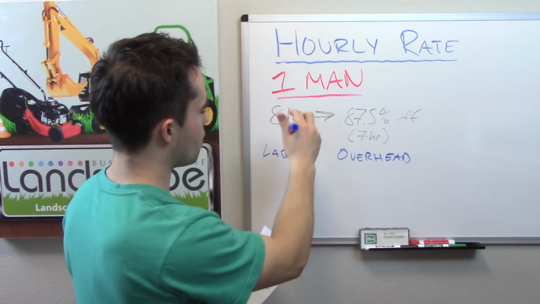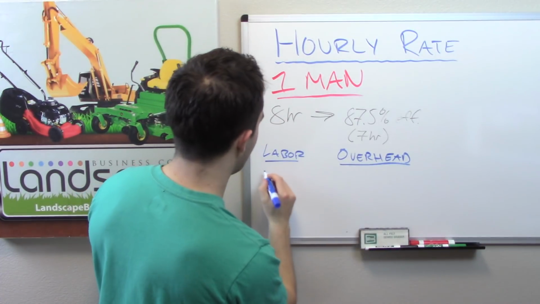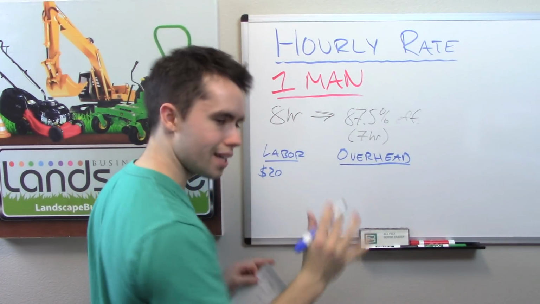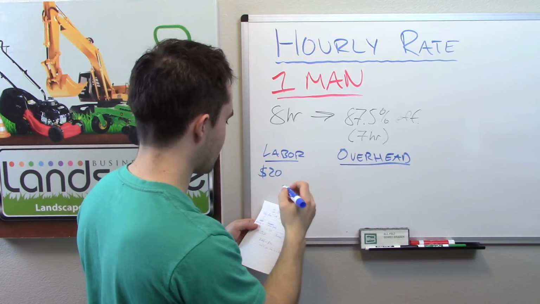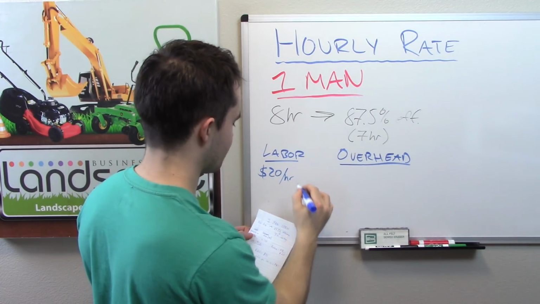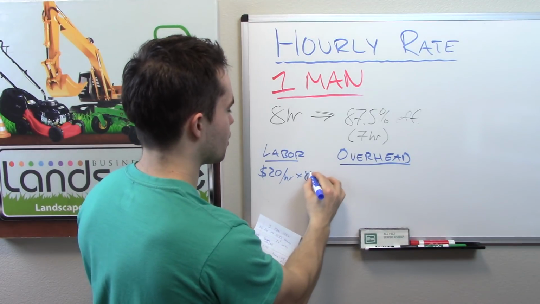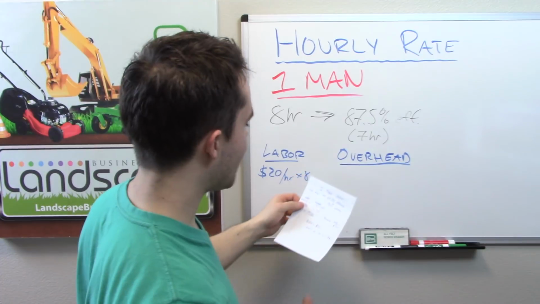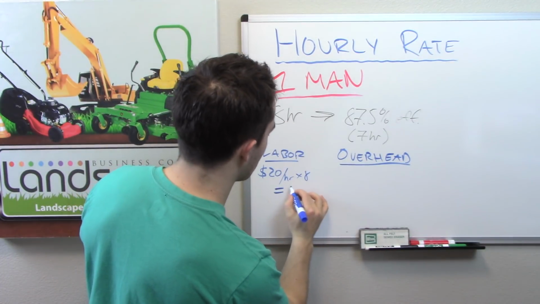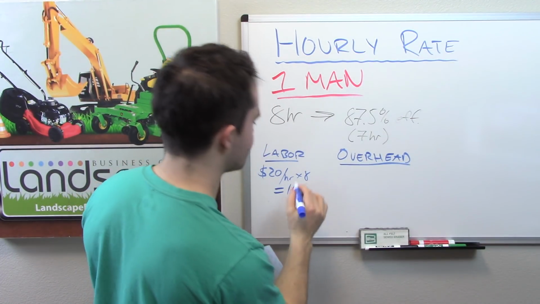So we're going to assume that we have to pay this person $20 per hour. This is the cost to the business. We're paying them $15 an hour, but the cost to the business is about $20 after all the other deductions and things like that. So for labor costs, our cost is $20 per hour, 8 hours in the day. So our total cost for labor is $160.